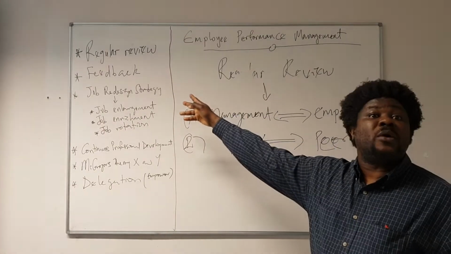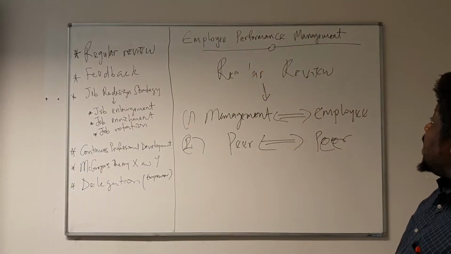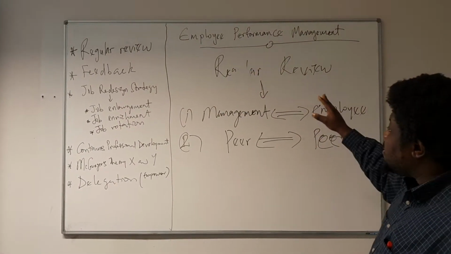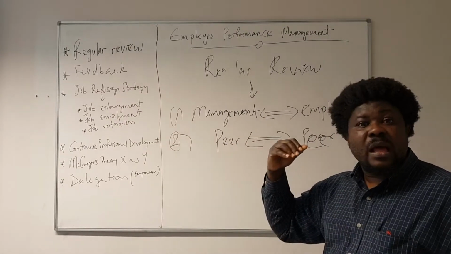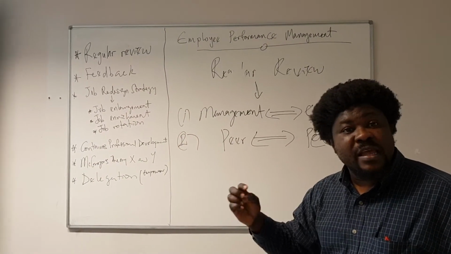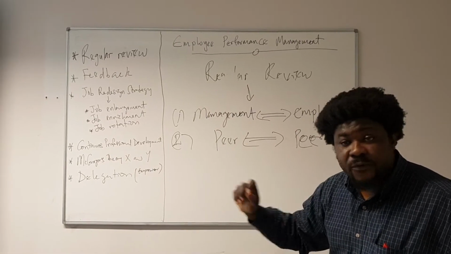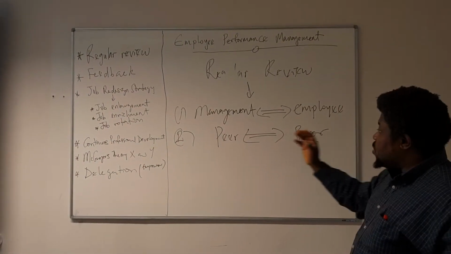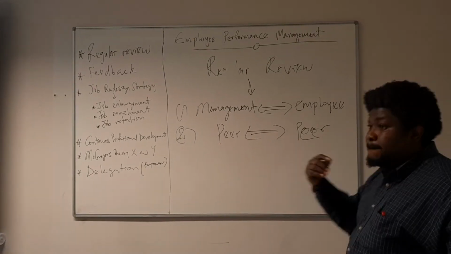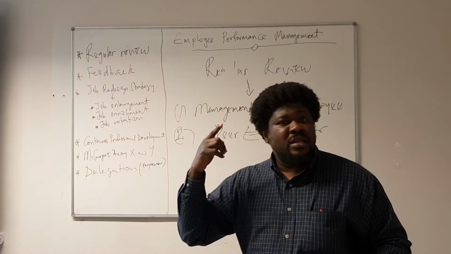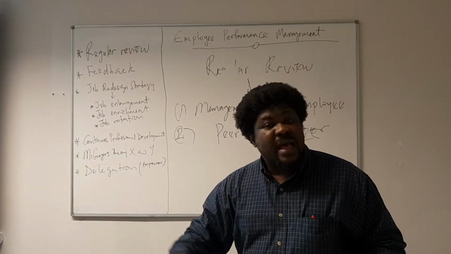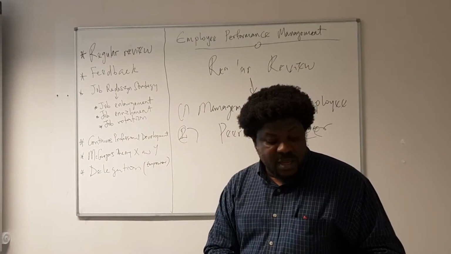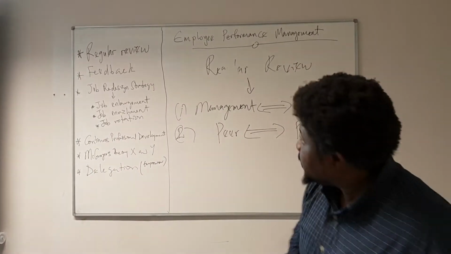Okay, so that's one topic we'd like to talk about today on employee performance management. Regular review could be done twice a year, three times a year, or four times a year, and could be from management to the employee, could be from peer to peer, but must outline the major strengths of the employee and the areas for improvement of the employee. Thank you very much.